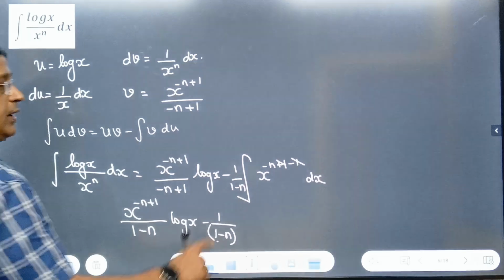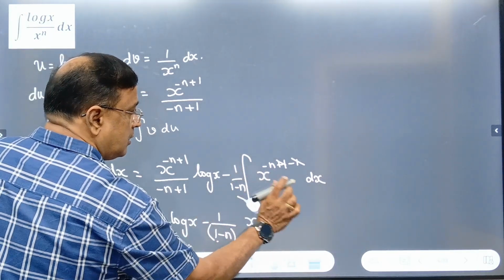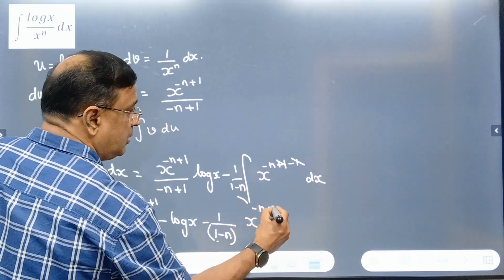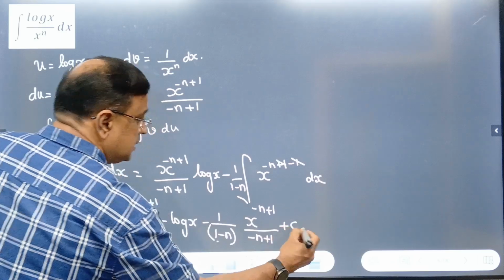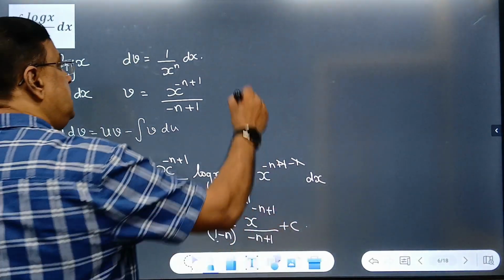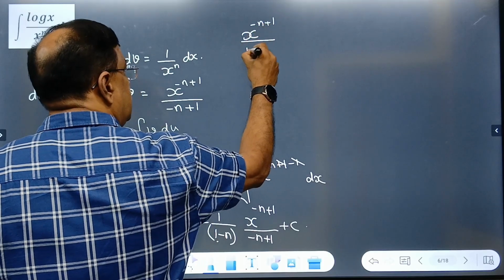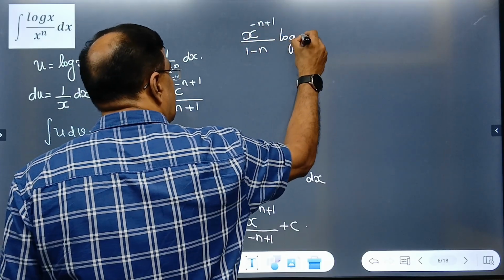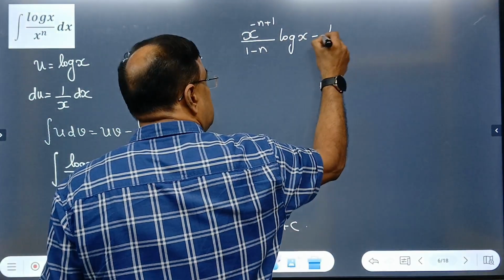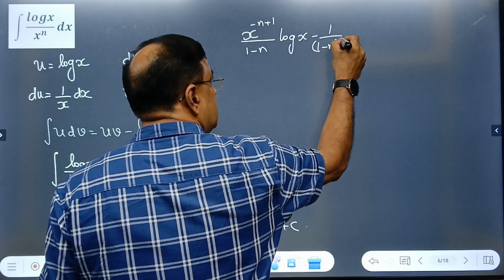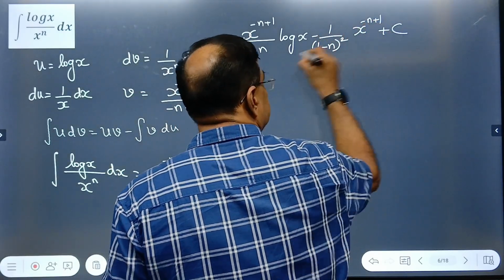What is integration of x power minus n? X power 1 minus n, I'll write minus n plus 1 by minus n plus 1 plus c. So if you want to write it properly, you can write this as x power minus n plus 1 by 1 minus n log x, and here it will be minus 1 by 1 minus n the whole square into x power minus n plus 1 plus c.